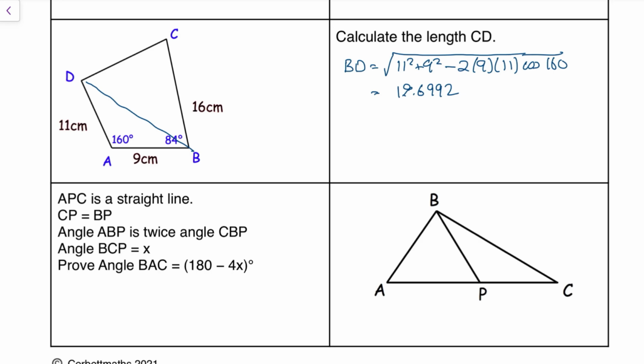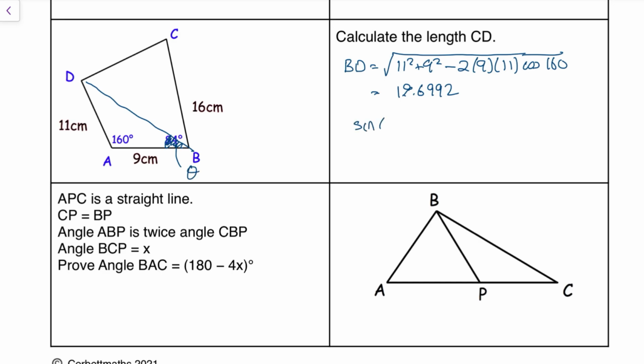Now, I've got the length BD, so now I'm going to consider this triangle here. I need an angle, because again, using the cosine rule to work out CD, I need this angle here. So the way I'm going to do that is work out the other half of the angle, which is here, and then do 84 minus the angle. So let's use the sine rule. I'm going to call this theta, so you know what I'm doing.